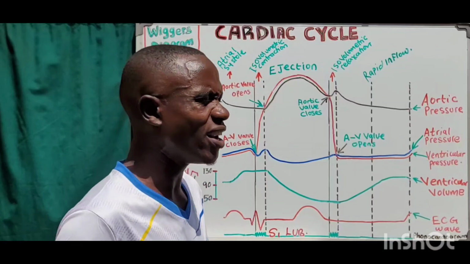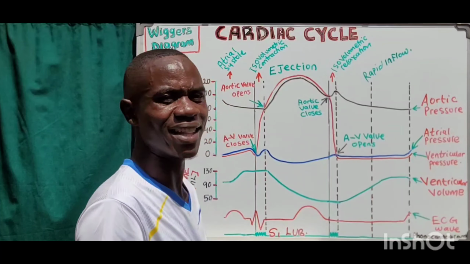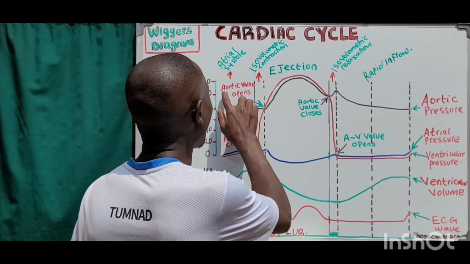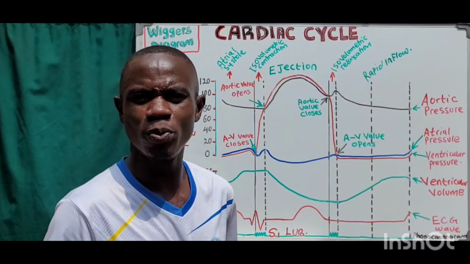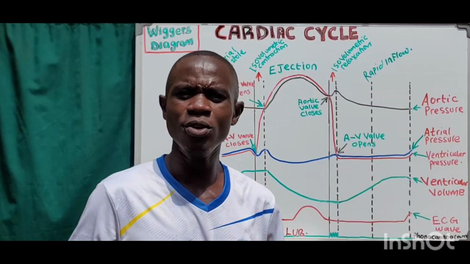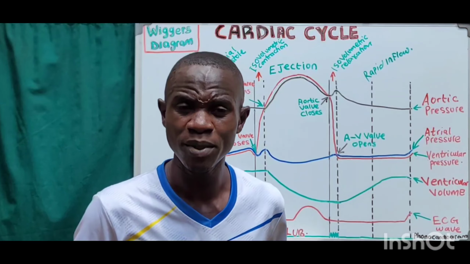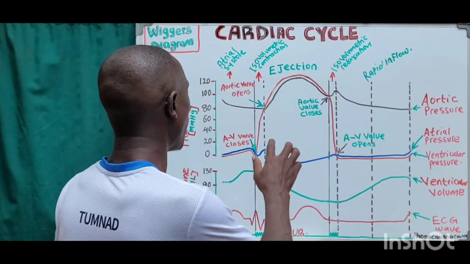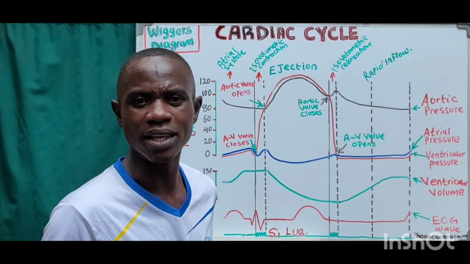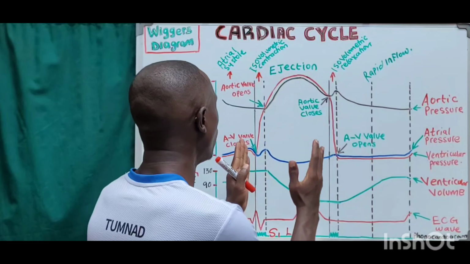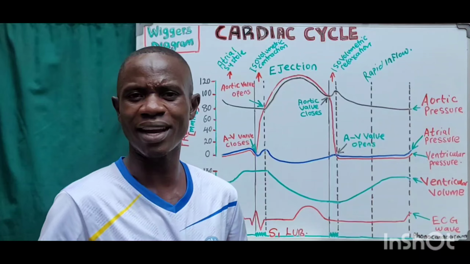We said that whenever you see these lines crossing one another, we should pay attention to the valves. Now you are seeing that the aortic valves are opening. But at the back of your mind, you should also know that the pulmonary semilunar valves are also opening. When they open, what happens? Blood is ejected. That's why we are moving into the ejection phase of the cardiac cycle.